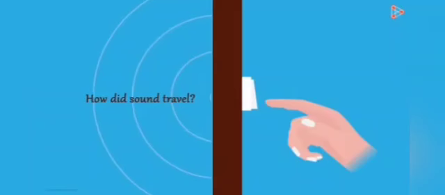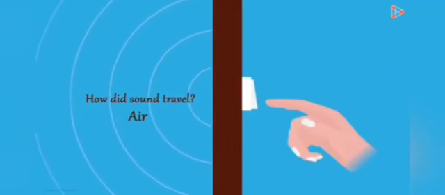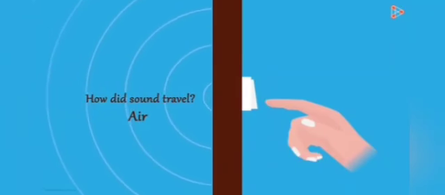You know that someone is standing outside your door when you hear the doorbell. The sound of the doorbell traveled to you. Can you guess how it traveled? It traveled through air. Yes, here the medium of propagation is air. Sound requires a medium for propagation.